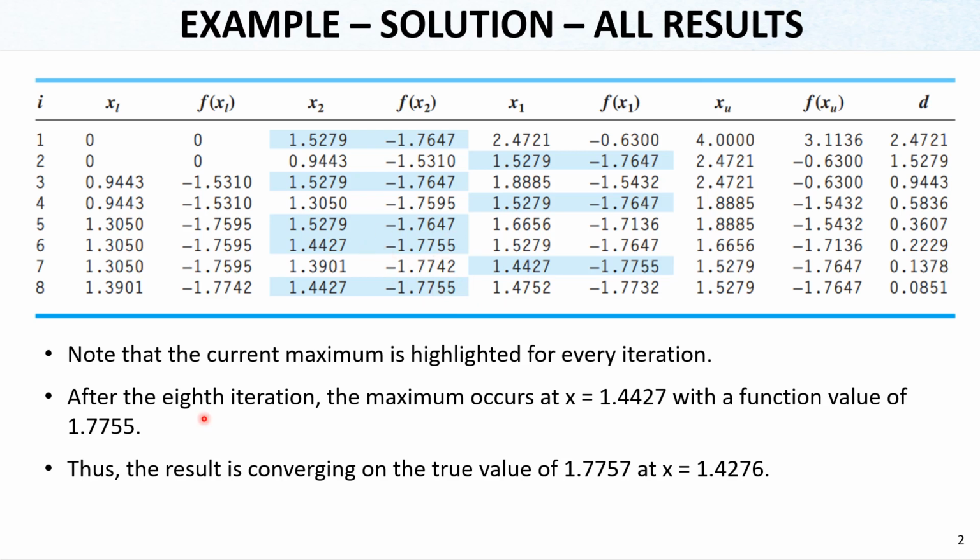So eventually, in the end, after 8 iterations, the maximum occurs at x equals 1.4427, this one, with the function value of 1.7755. So the result is converging on the true value of 1.7757 at x equals 1.4276. If we continue slightly further, we will be able to get these as well. And you can see the difference is very small even at the 8th iteration.